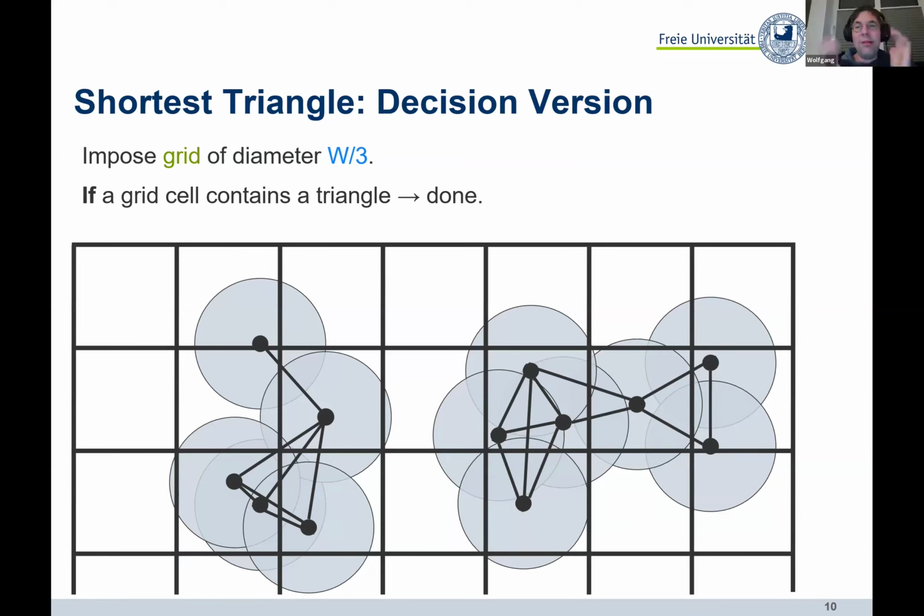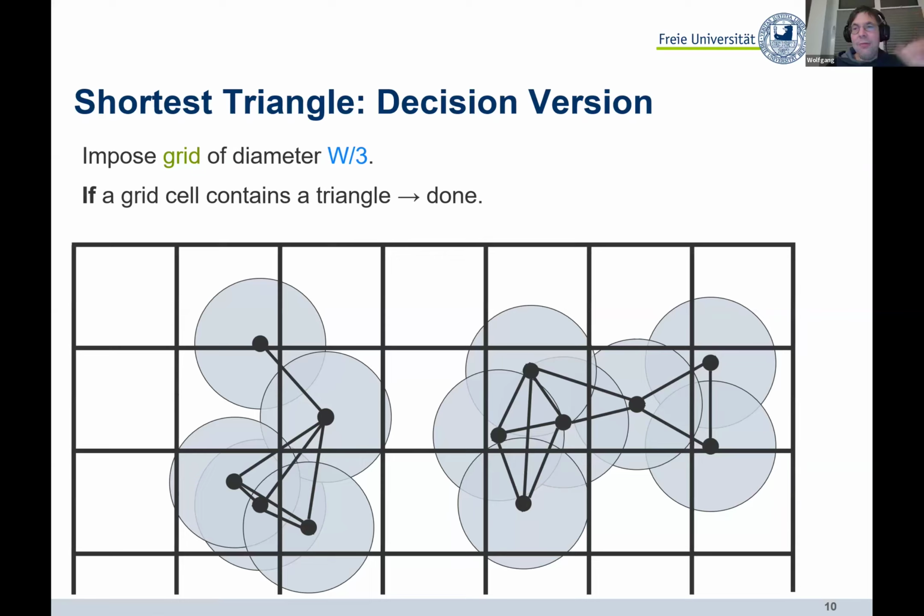And this takes n log n overall, and we know that if one of the induced subgraphs has all its sides in one cell of the grid, then it necessarily contains a triangle, because the diameter of this grid cell is at most W over 3. The length of the triangle has to be at most W. We are done.